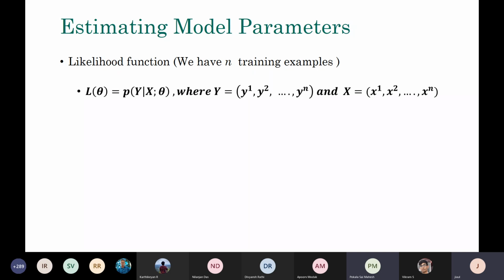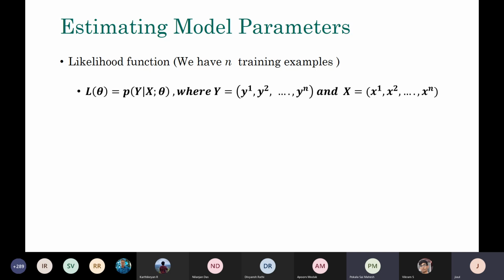So I simply use shorthand notation here. L of capital theta is equal to the probability of capital Y given capital X, where capital Y is all the class labels that I have, y1, y2, up to yn, the class labels for individual points, and capital X denotes the features of the corresponding input data. This is a shorthand notation, just to express things more compactly. In the next step we will show how we can work with this.